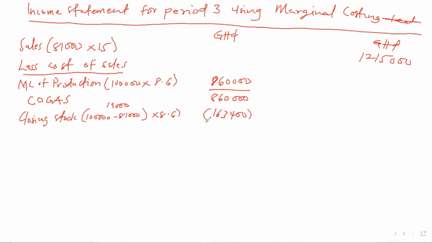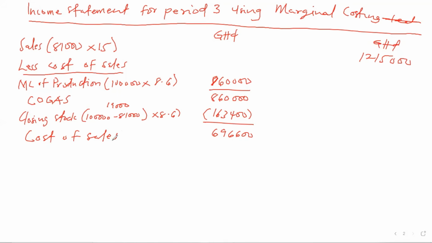So we are lessing closing stock. We all know we less closing stock. So when we less our closing stock, we have 696,600, and this is our cost of sales. So when you get your cost of sales in marginal costing, look through the question.